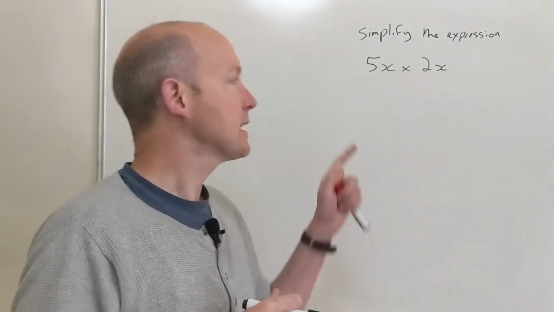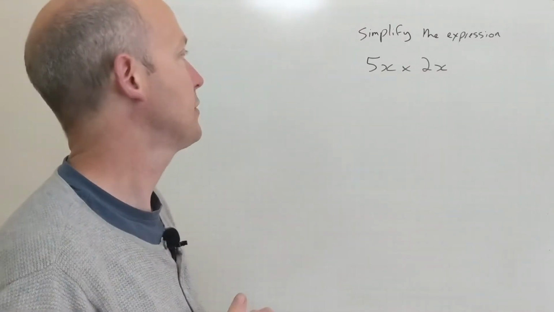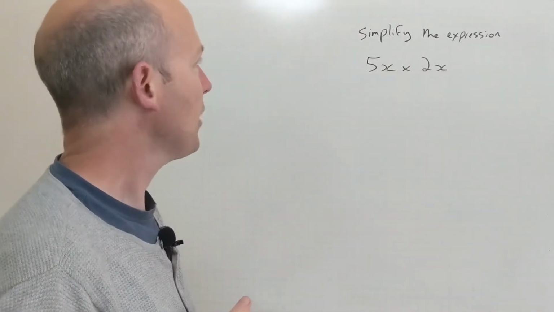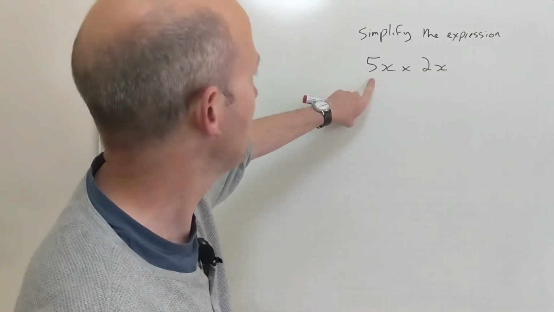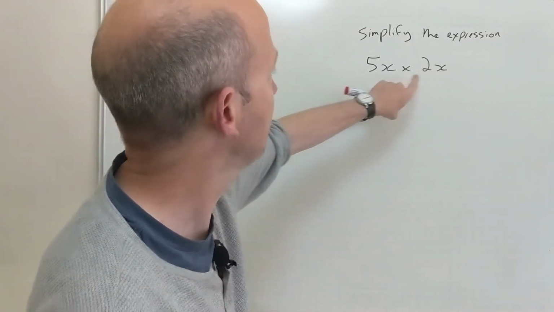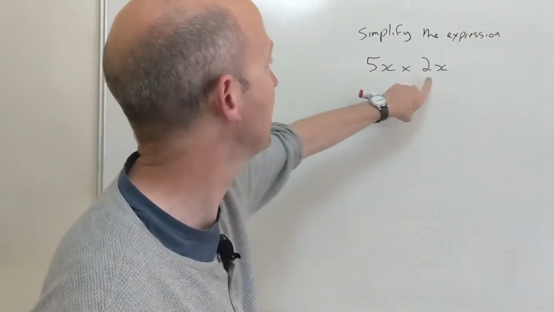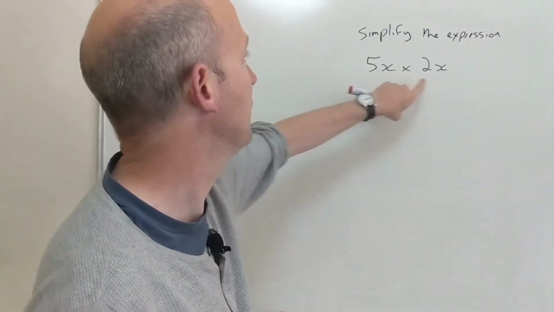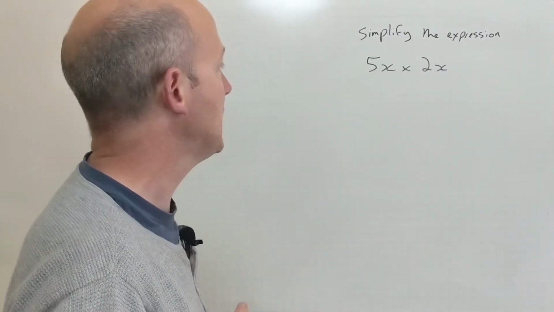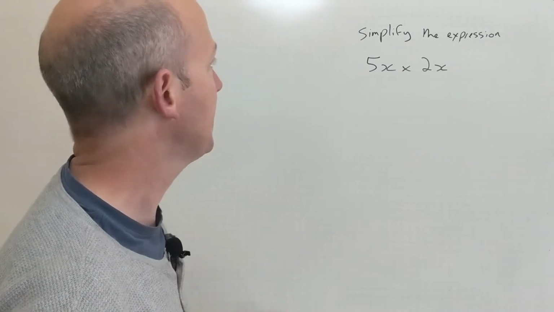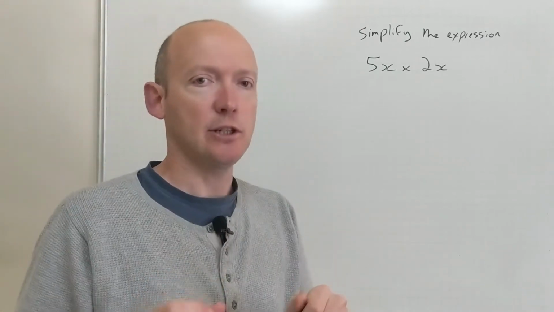So let's now look at this expression here, 5x times 2x. What can I do in this situation here? Well, first of all, what's different? Well, I've got differences. I've got a 5 and I've got a 2. I've got numbers appearing in front of the unknowns, in front of the x's. Okay, so what am I going to do about this? Well, first of all, let me give you a little explanation and then I'll give you a rule.